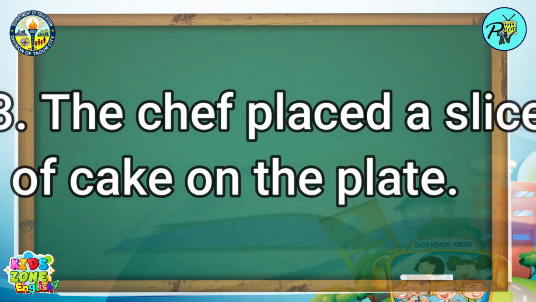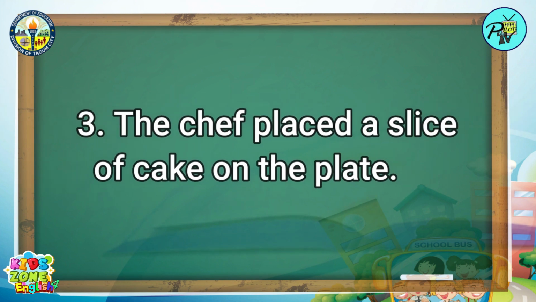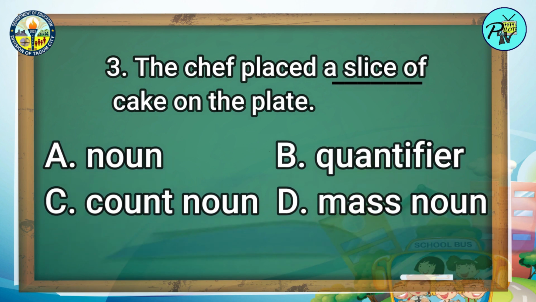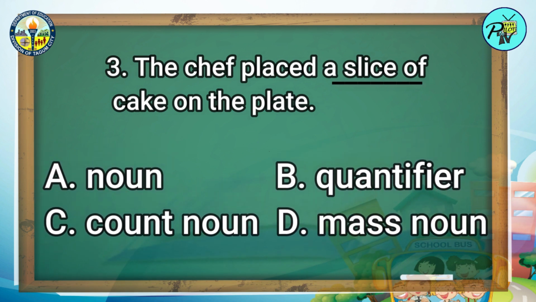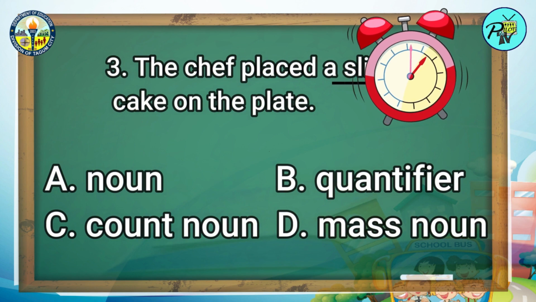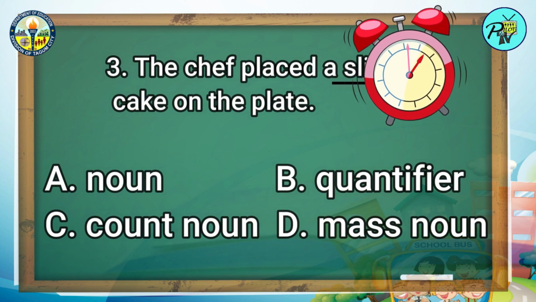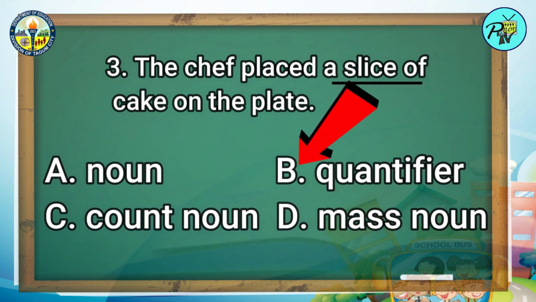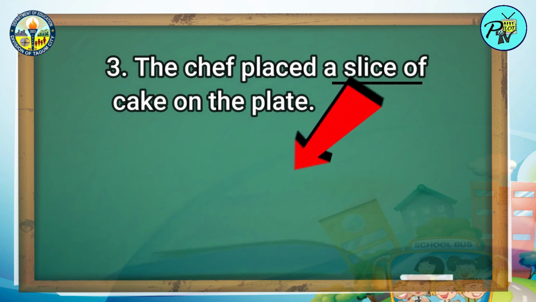Item number 3. The chef placed a slice of cake on the plate. The underlined phrase is A. Noun, B. Quantifier, C. Count noun, D. Mass noun. The correct answer is letter B. Great job, kids!